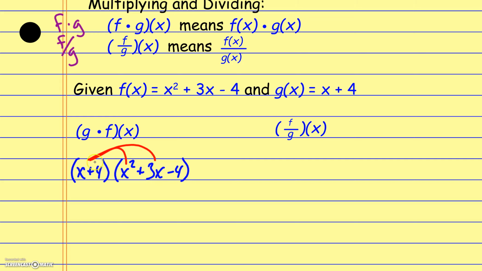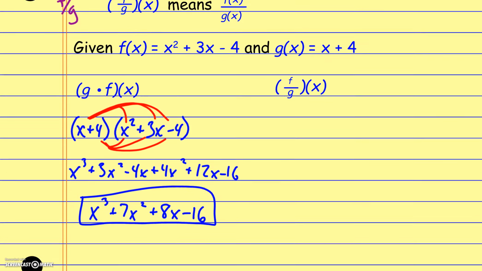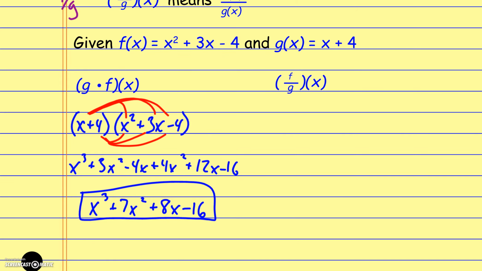I distribute the x. When I distribute that x, it gives me x cubed plus 3x squared minus 4x. And now I distribute the next term. I distribute the 4. When I distribute the 4, that gives me plus 4x squared, plus 12x, and minus 16. And now I combine like terms. It leaves me with x cubed plus 7x squared plus 8x minus 16. And that's it. I'm just multiplying the two functions, and that's all there is to it.